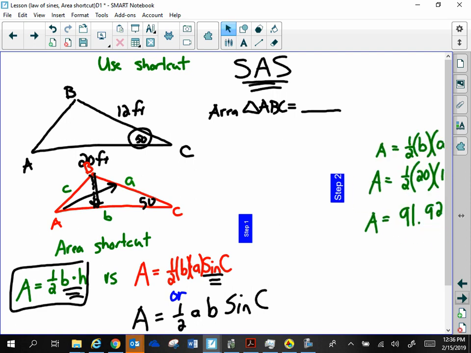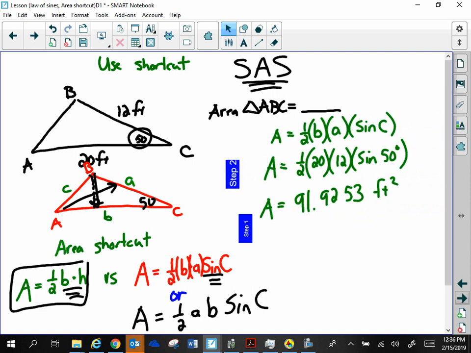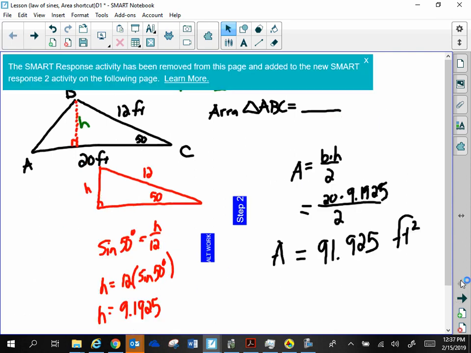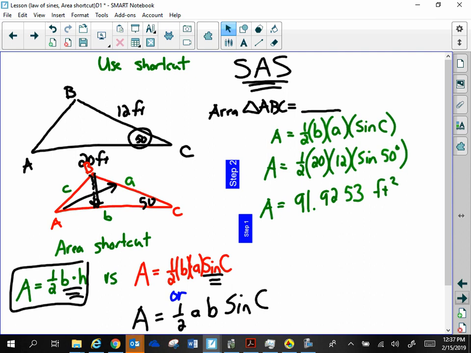And notice, I'm going to get exactly the same thing we came up with, 91.9253, I believe, on the last page. We got exactly the same thing. I plugged in my B as 20, I plugged in A to be 12, multiplied those together and multiplied it by sine of 50, and I got that answer.